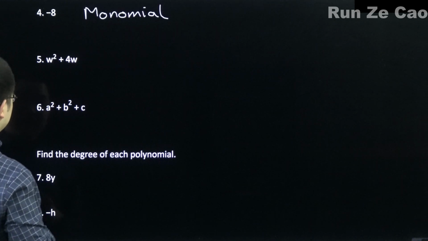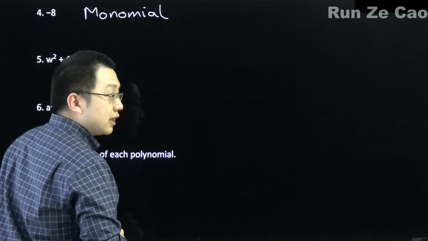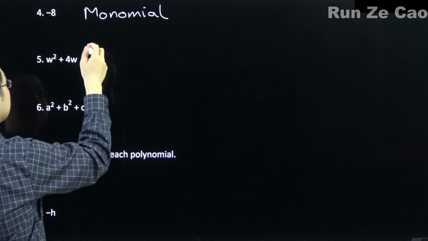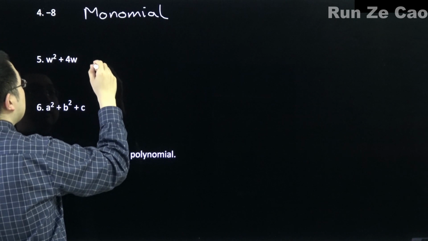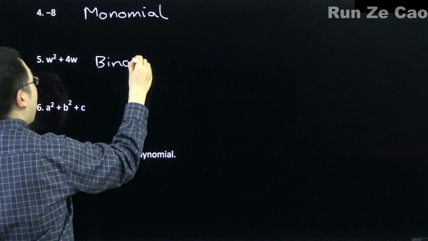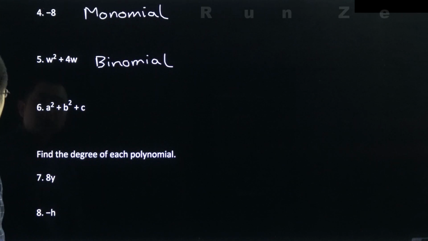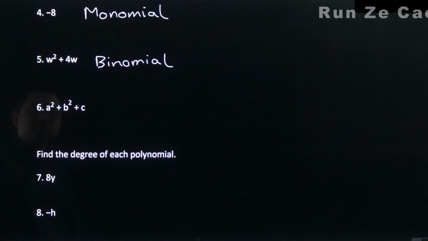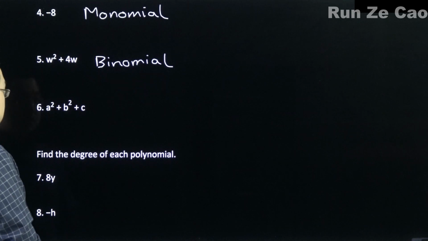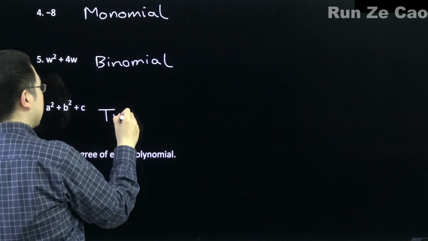Does each term fit the requirements for this to be a polynomial? Yeah, they have non-negative integer degrees. So they make a binomial. And here, a squared plus b squared plus c. Well, each of these fits the definitions required to be a term of a polynomial. In total, we have a trinomial.